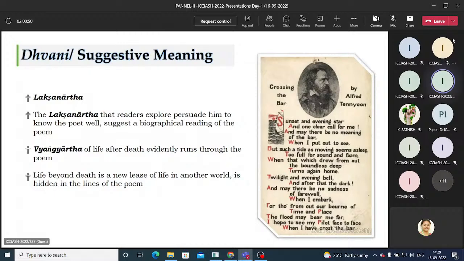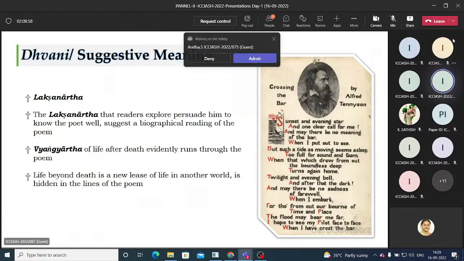Tennyson was 80 years old when he penned this poem. And he was well aware of the next phase of the journey which awaited him. He had asked this poem to be added at the end of all his poetry editions. The vignette of life after death evidently runs through the poem.